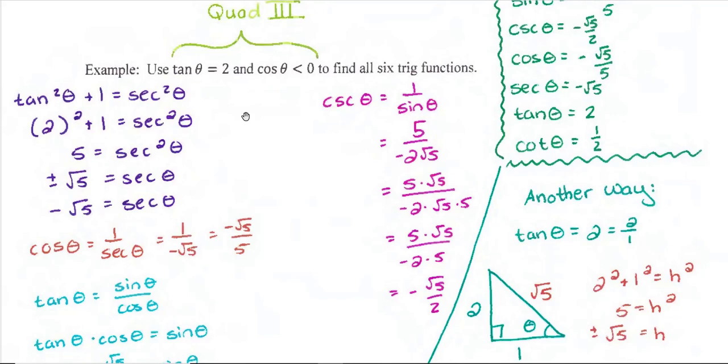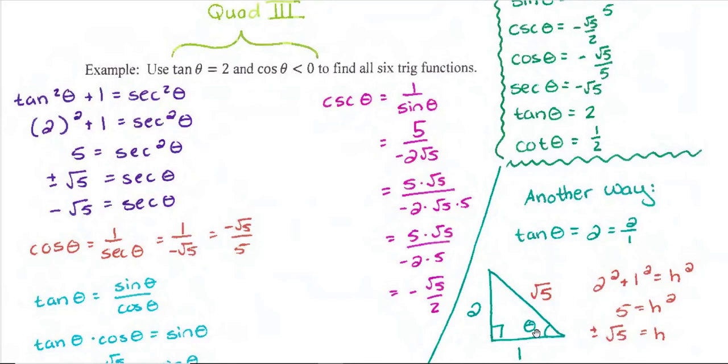And I encourage you to try that just to get used to these fundamental trig identities because, as I said earlier, they are very important. But there is another way. Trigonometry comes from the Greek language meaning measurement of triangles. So you can turn this into a triangle. If the tangent is equal to 2, well, that's the same thing as 2 over 1.